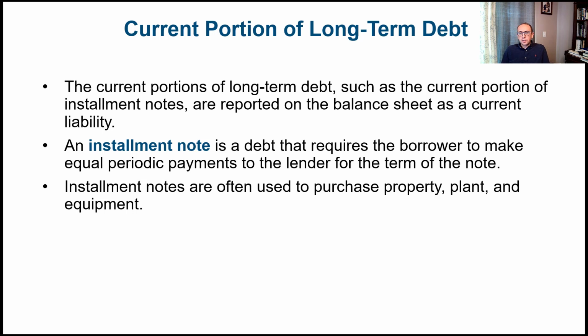So let's say I'm buying a building. I have long-term debt for 15 years, but it has installments that we pay on a monthly basis. All payments that I need to make within the current year is considered to be a current portion of long-term debt and would be classified under current liabilities. But anything that's beyond the year would be long-term debt.